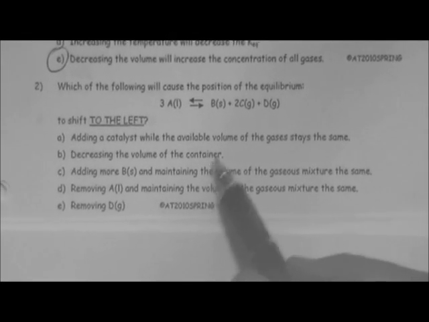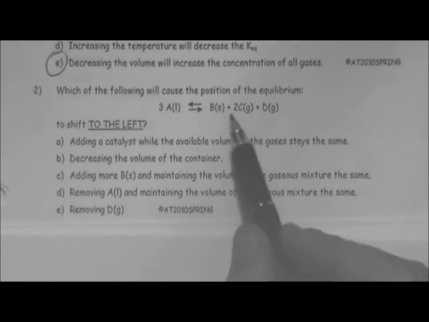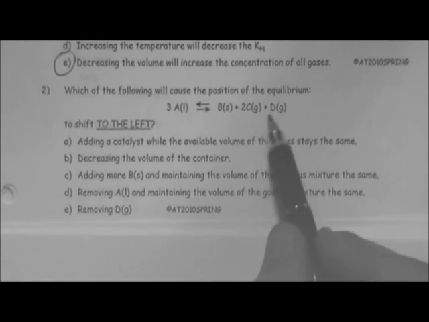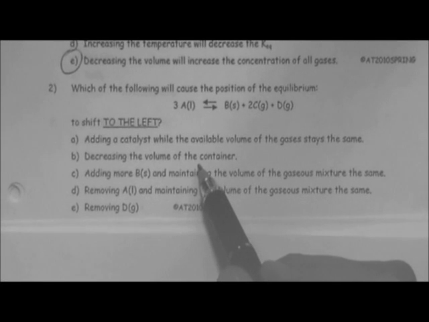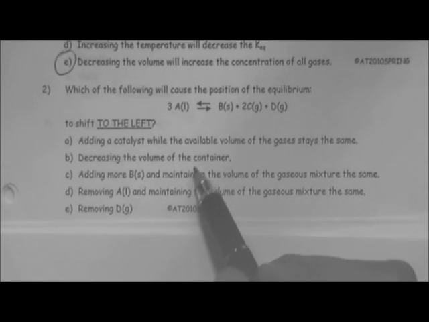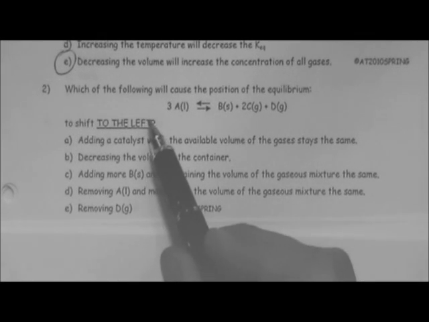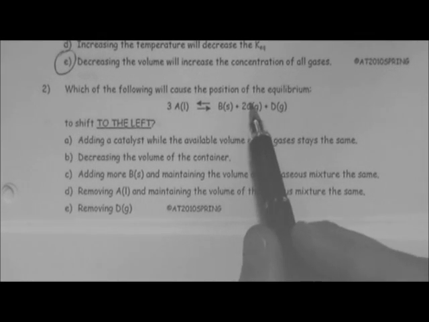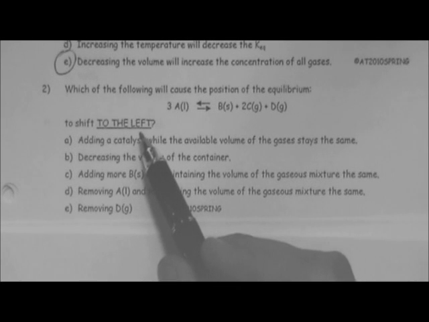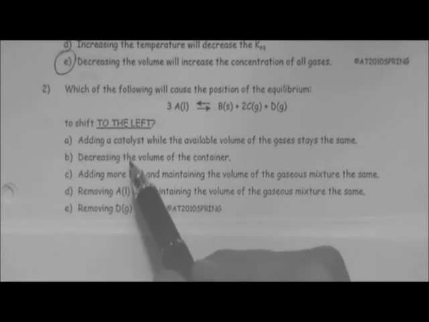Decreasing the volume of the container. Let's see. You have gases here, two gases. If you decrease the volume of the container, the pressure goes up. You don't want that high pressure. Which way will it move to make the number of particles less? This way. So it's going to go to the left, right? So the answer should be B, right?